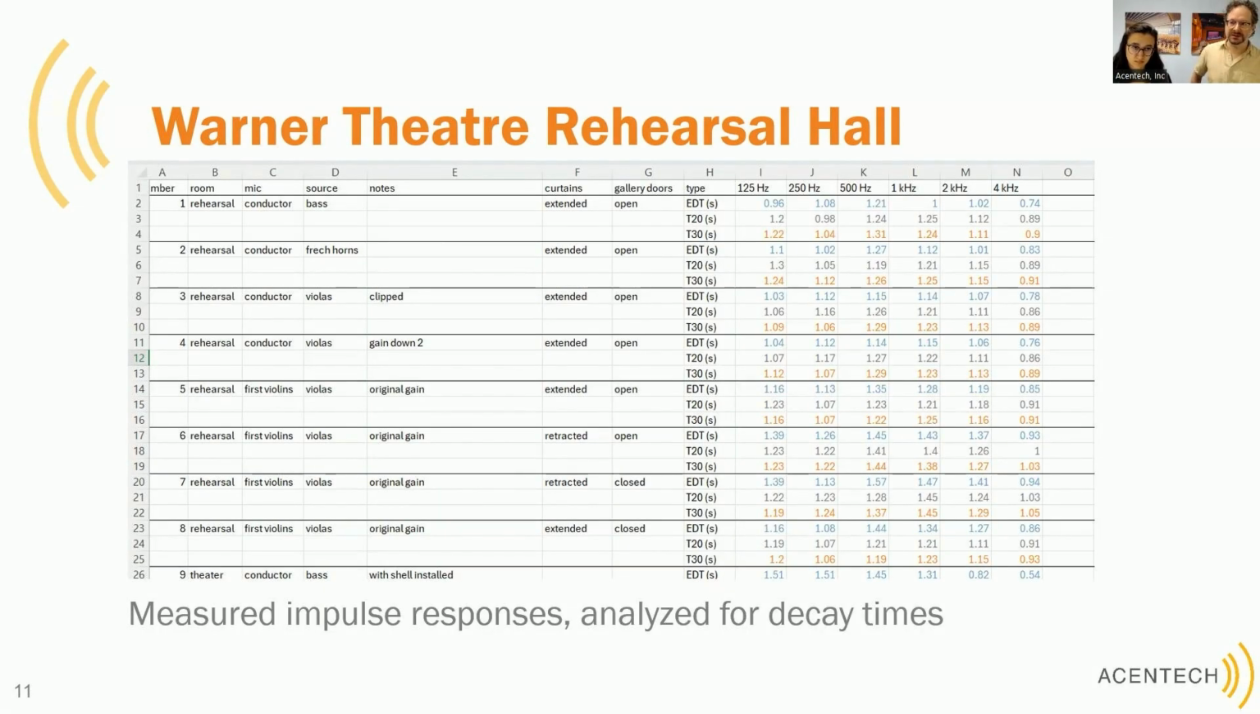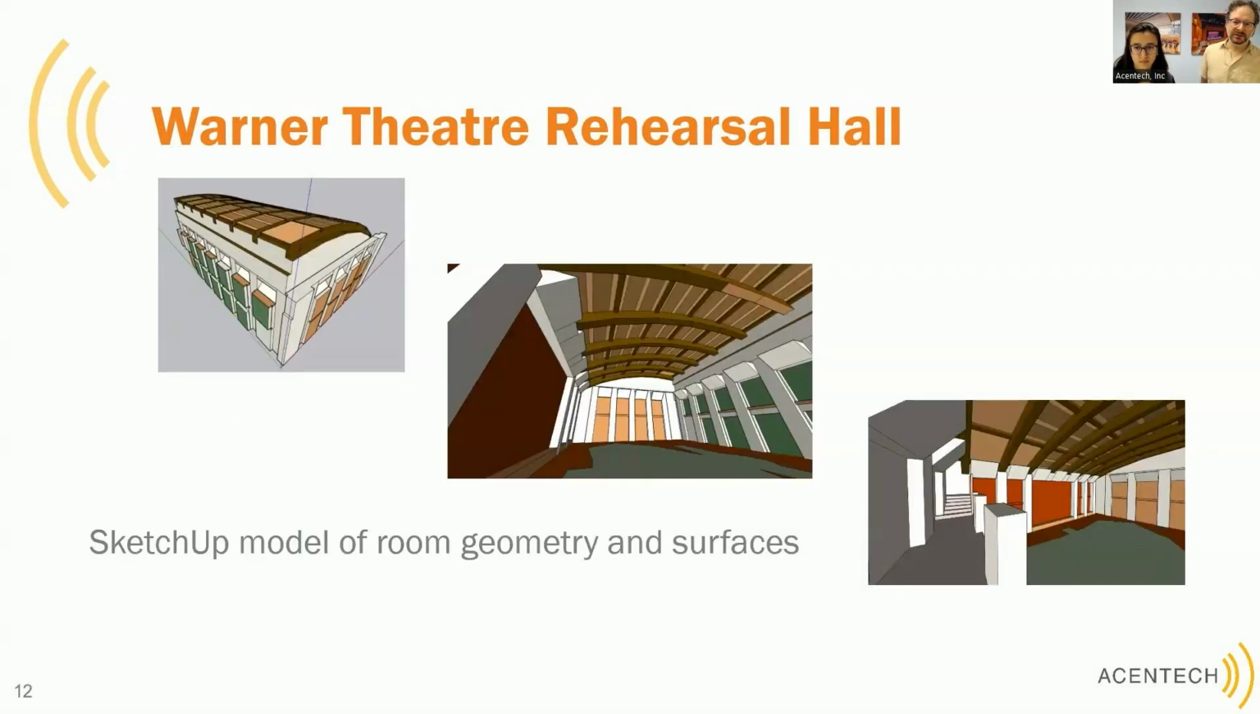So this is some decay times from analysis of the impulse responses, just your usual EDT, T20 and T30, for various different conditions: curtains extended, retracted, different positions. Then we built a SketchUp model, with room geometry and surfaces, a quite detailed and beautiful SketchUp model built by a very talented summer intern that we had in 2024, actually.